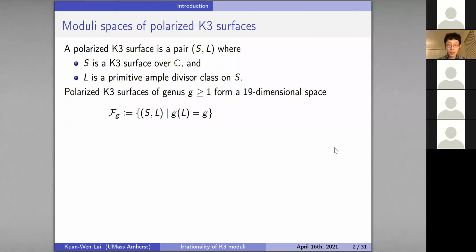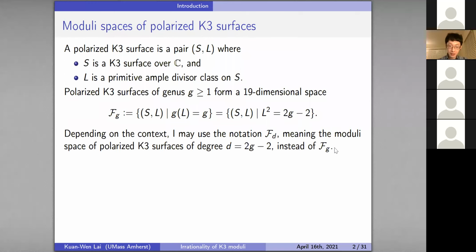Polarized K3 surfaces of genus g form a 19-dimensional space. In this talk, I will denote this space by F_g. They consist of pairs (S, L), where the genus of L is equal to g. And we know from the degree-genus formula that the degree of L is 2g minus 2. So depending on the context, I may sometimes also use F_d, where d is 2g minus 2, which means the moduli space of polarized K3 surfaces of degree d.